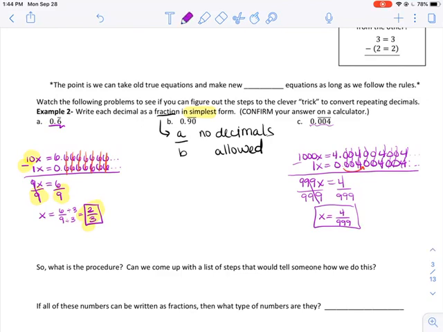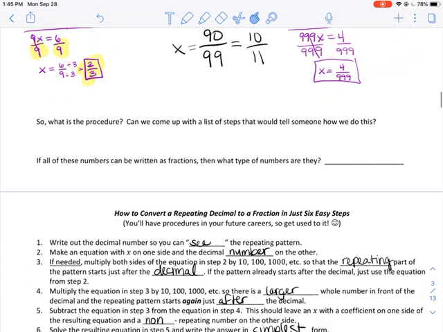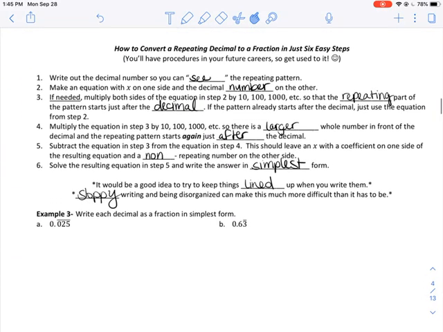And let me just, you should try B while we're here, might as well. Pause, try it yourself. Okay, so your answer that you should have gotten for B is 90 90ths, which simplifies to 10 11ths. That's your x. Okay, if you would like to copy down these previously written steps, you can take a screenshot, you can write them down, you could copy them down in your notes.